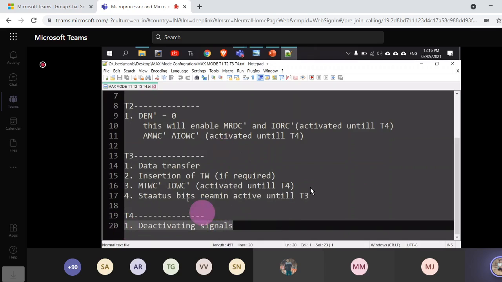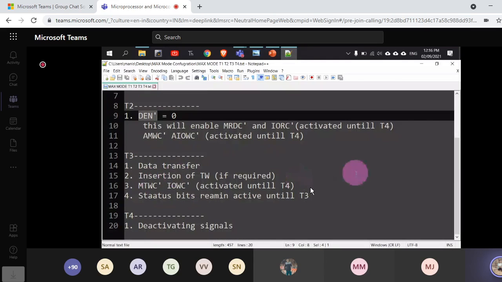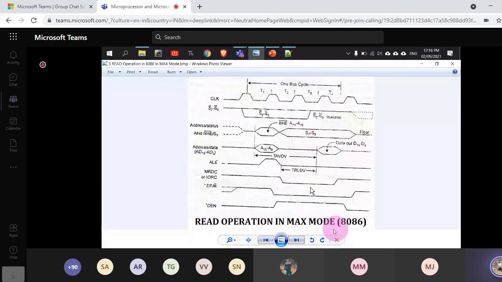So the same strategies follow. The only point of difference is the signals, they are generated from a different IC this time, right? So if you look at the typical diagram of the read operation in maximum mode of 8086, it will also look the same. You will have a clock signal, and you will have these status signals from S0 to S2.